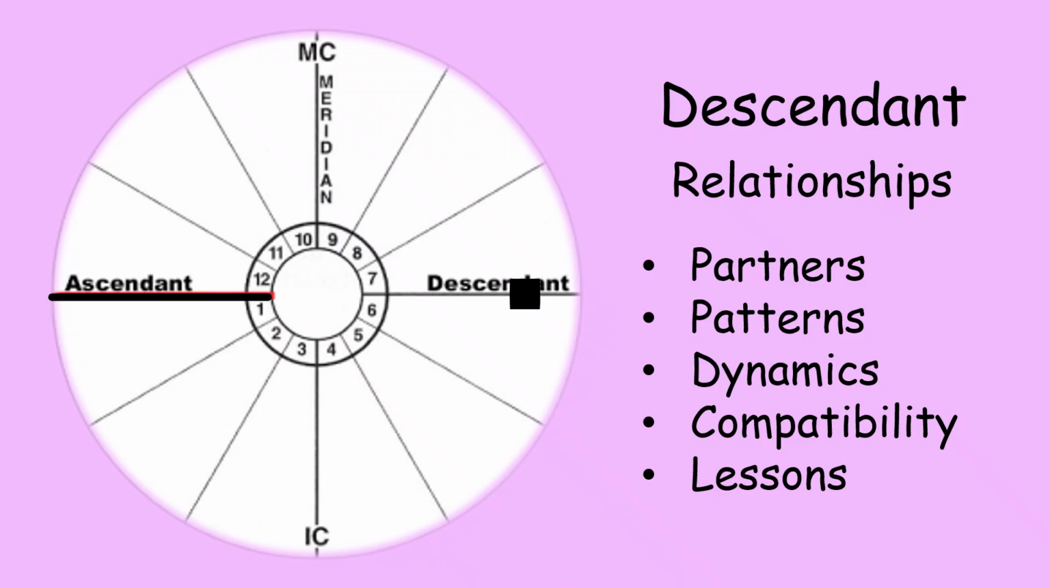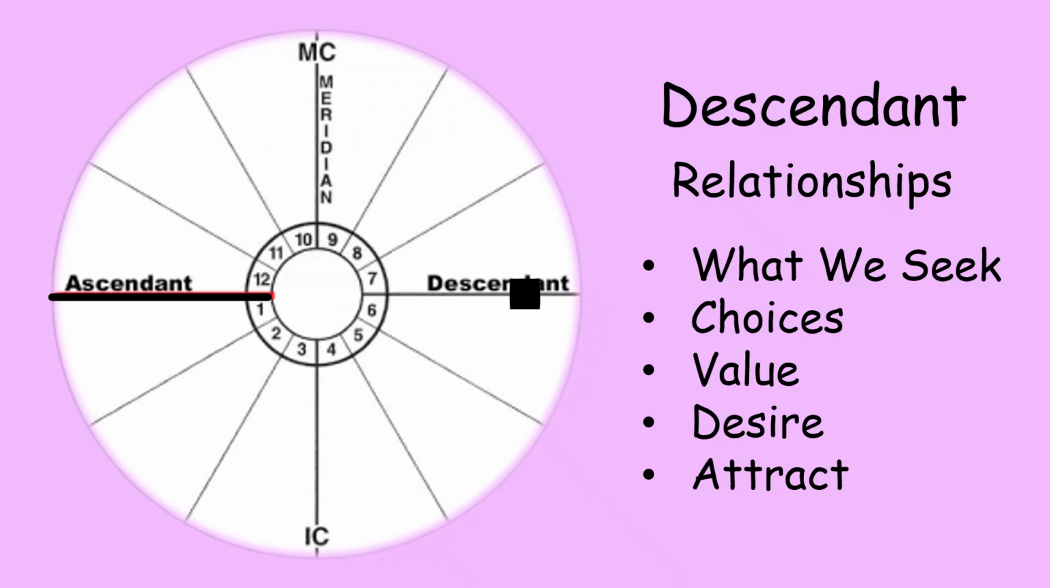The descendant gives us insight into what types of partners we find attractive, the various types of relationship patterns, the types of relationship dynamics we find ourselves involved in, what type of people we are compatible with, and also some insight into the lessons that we may be learning in regard to relationships.